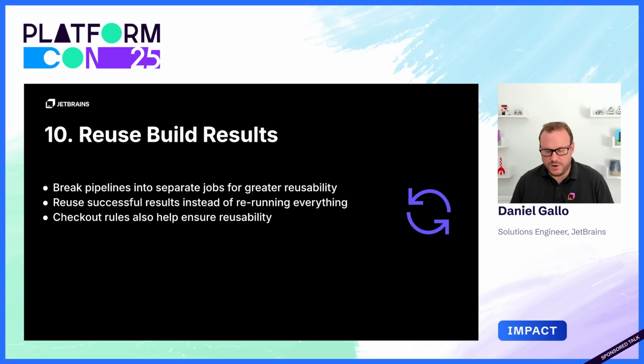This goes back to an earlier point, because you could combine this with checkout rules to help ensure only the exact jobs that need executing are executed. So if you change a file that doesn't affect some of the jobs, it won't trigger those jobs from executing.